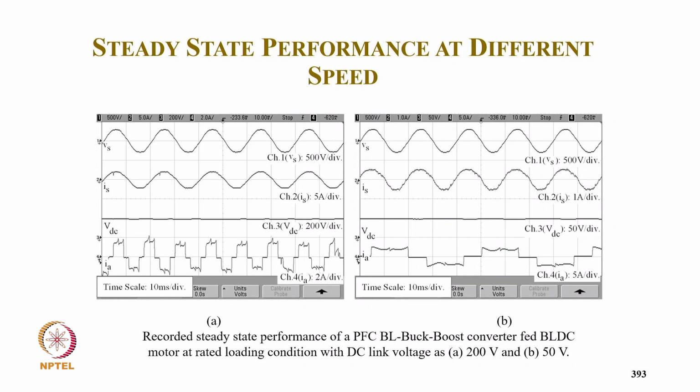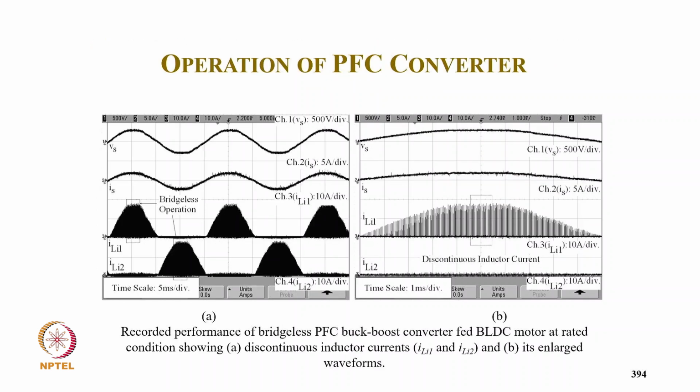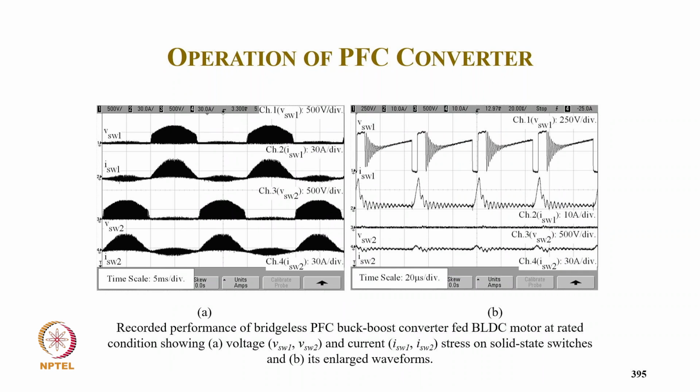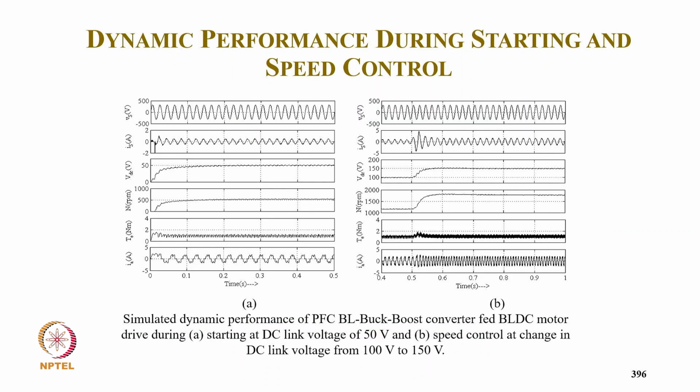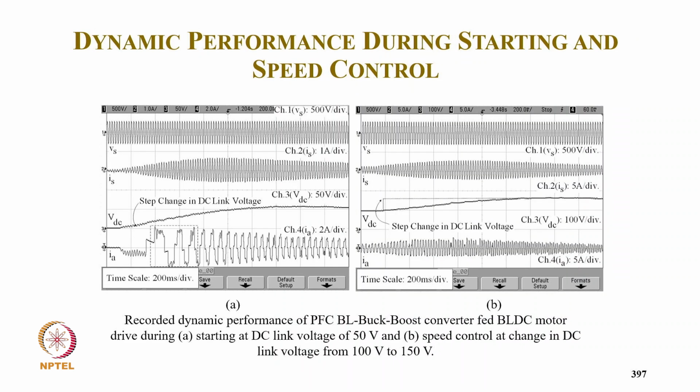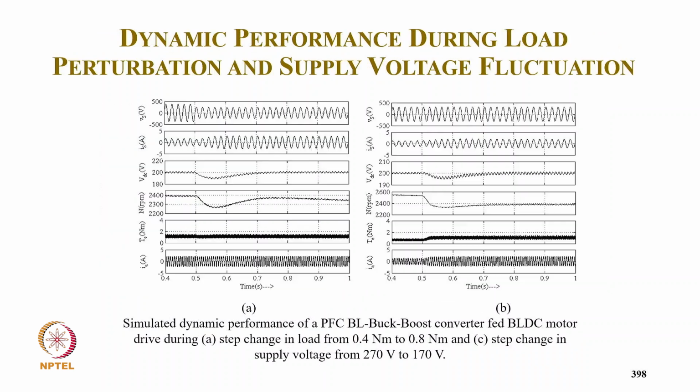Supply current is in phase with supply voltage and sinusoidal, in power factor correction. Then both the positive half cycle and negative half cycle inductor currents are in DCM with enlarged width, and switch voltage, switch current. And then the starting performance with the 50 volt DC link, and then speed control from 100 to 150 volt DC link. Then the experimental result for starting for 50 volt DC link, and then the speed control 150.